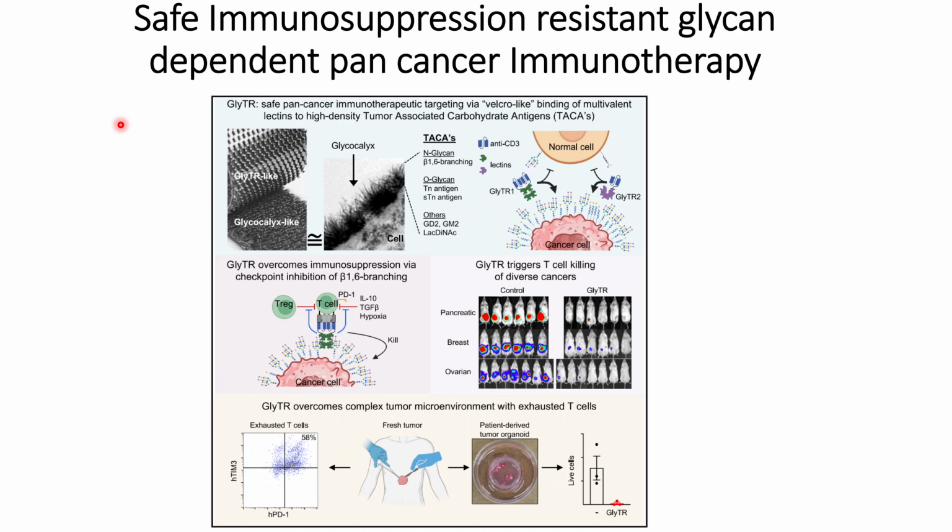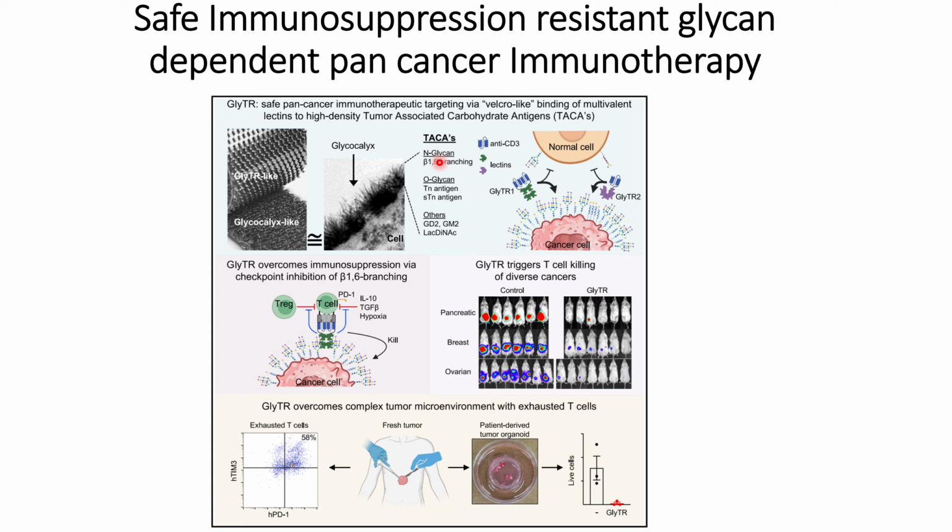In this video, we will discuss safe immunosuppression resistance, glycan dependent pan cancer immunotherapy. This is a kind of approach where it will have a more specific attack on the cancer cells, whereas less or non-specific attacks on the healthy cells. This strategy focuses on the glycans to detect the TACA, that is tumor associated cancer antigen.